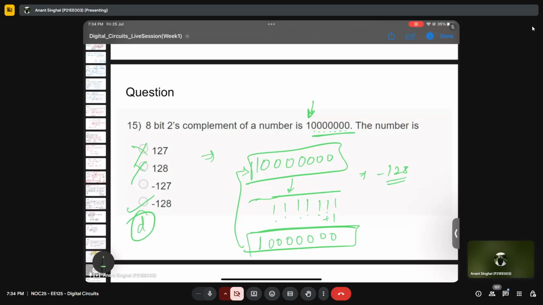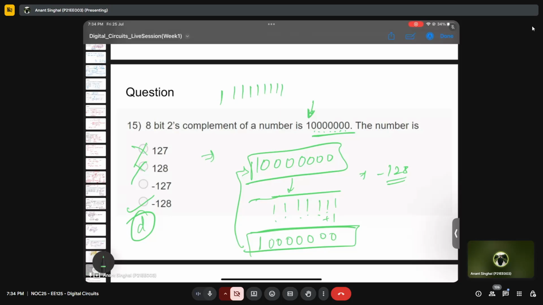I think it starts from 0. So minus 127. Why is it 127? It's 128, right? Why are you saying 127? 127 is all ones and then a 1, right? Are we considering the eighth bit as the sign bit only?